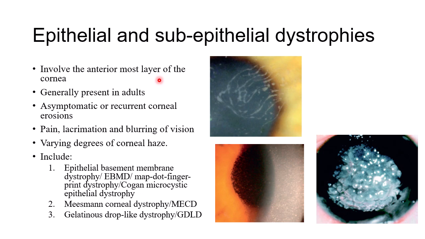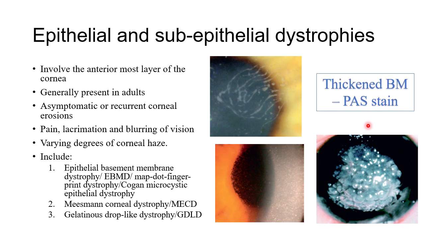They include the three main epithelial basement membrane dystrophies, that is the Cogan microcystic epithelial dystrophy, also known as map-dot-fingerprint pattern that you see here, Meesmann corneal dystrophy, which forms these small cysts that you see here, and gelatinous drop-like dystrophy, which appears like this. These are the main epithelial and subepithelial dystrophies, although there are several, but I've described the three main types, the most common types for you here.